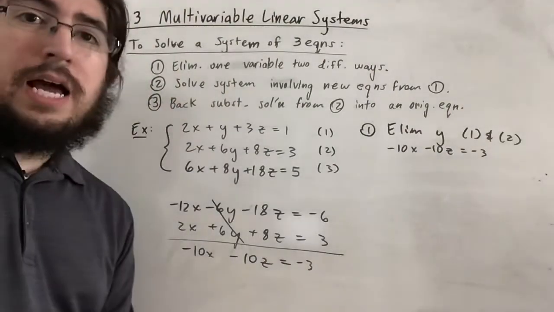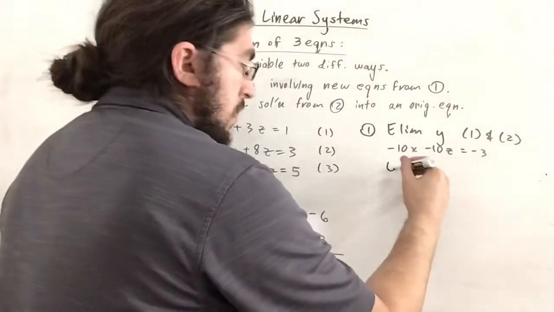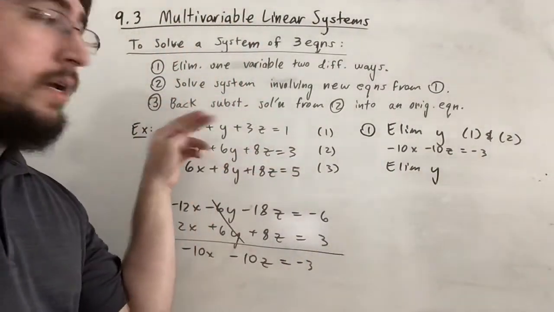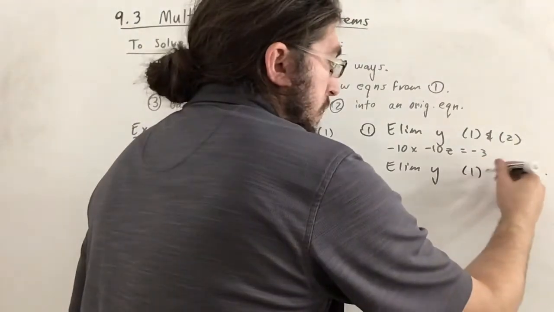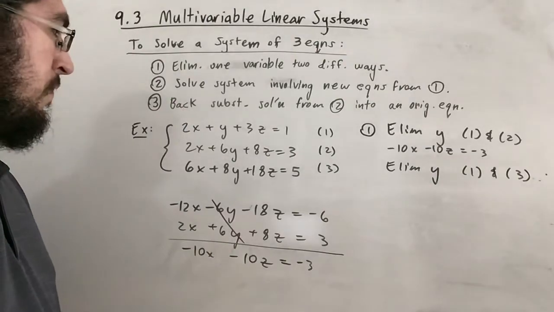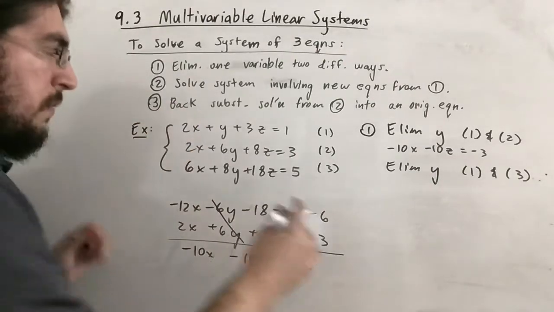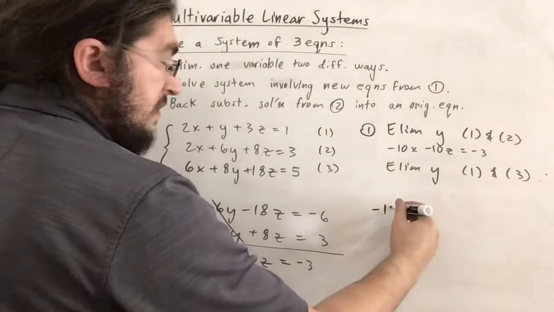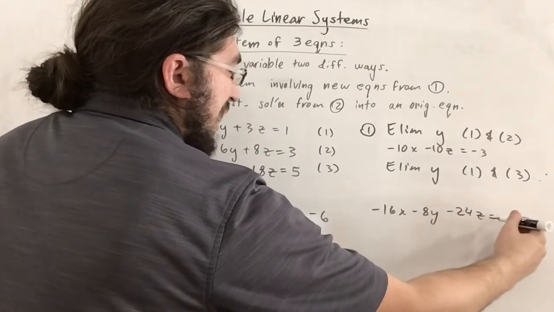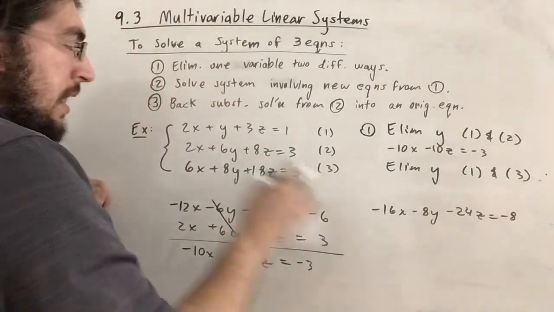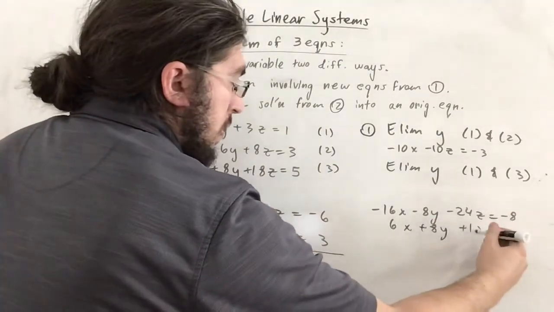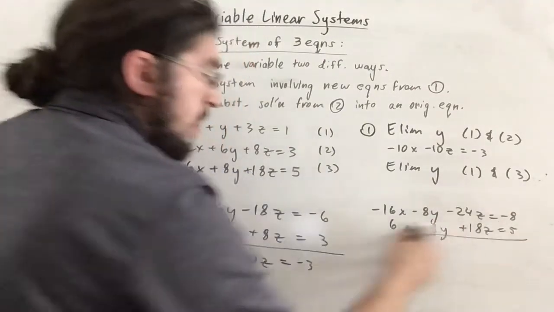Great. So now I want to eliminate the same variable y, but now with a new set of equations, using 1 and 3 here. And let's see what we get. Well, I need to multiply by -8, so let me write that over here. Times -8 will be -16x, -8y, -24z, and -8. Good. And then adding it to the original equation 3 gives us 6x plus 8y, so I'm just copying it, 18z is equal to 5.